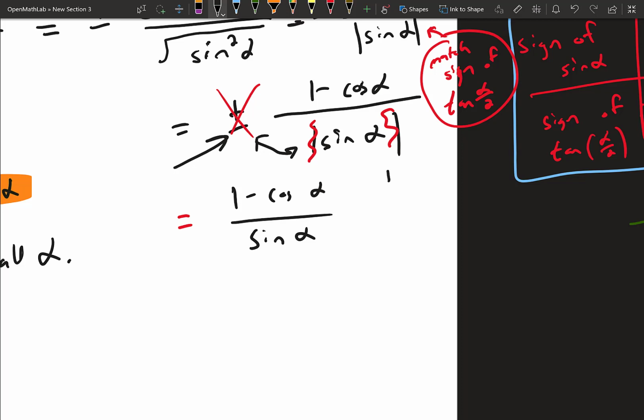So in other words, this controls the sign, right? So then they're equal, right? So we found another way to show that tan of alpha divided by 2 is just the same thing as (1 minus cosine) over sine alpha, which is a little easier, right?